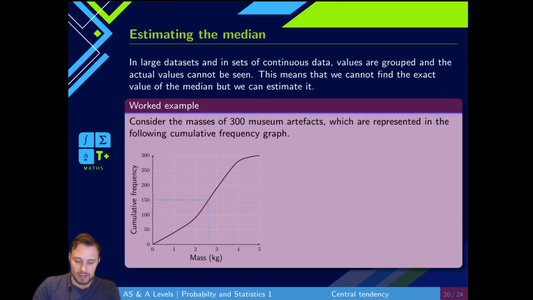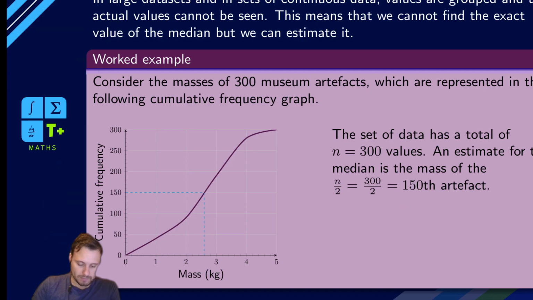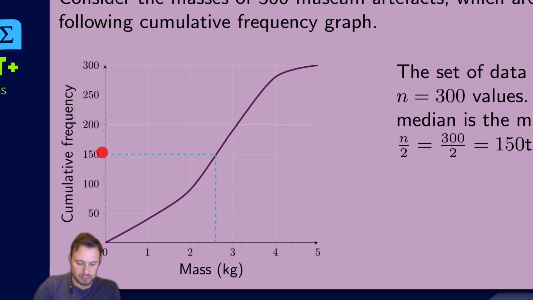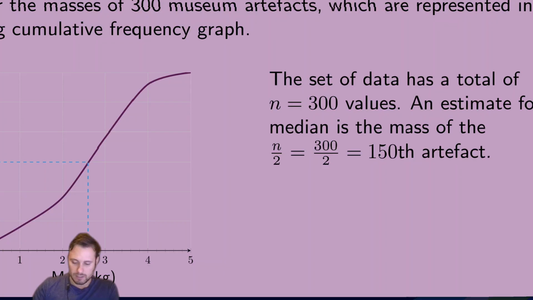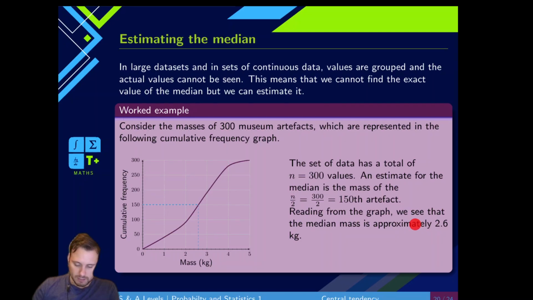We have 300 museum artifacts. They are represented in this graph, and what we want to do is find the median. Well, what are we going to do? We're going to go to the graph here, and look at the 150. Why the 150? Well, because it's half of 300. If 300 is the total, the half is going to be over here. We go to the graph and we find the mass somewhat around 2.6. So we can fairly assume that this is going to be our median, around 2.6, just by looking at the graph.